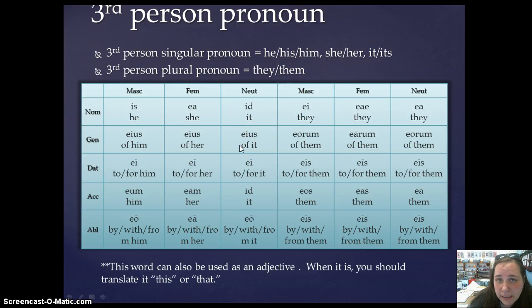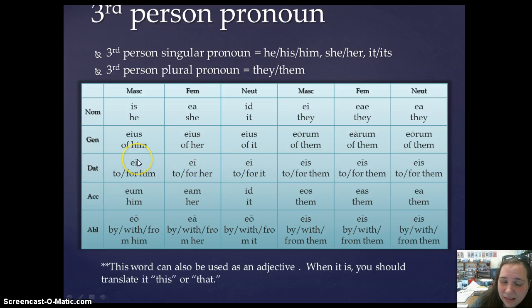So the third person pronoun in Latin is ea, it, and the genitive eius, eius, eius. Now I know this is a very strange genitive ending for you guys, that you've never seen a genitive ending that ends in ius yet. This is the first of actually a number of pronouns and also some special adjectives that will have this ius ending in the genitive singular. Dative singular is going to be ei, ei, ei.